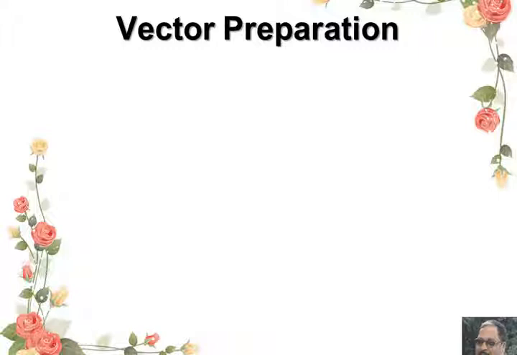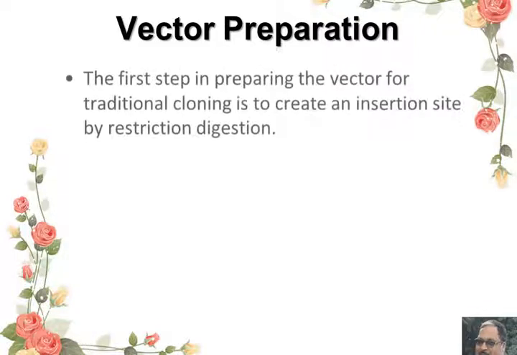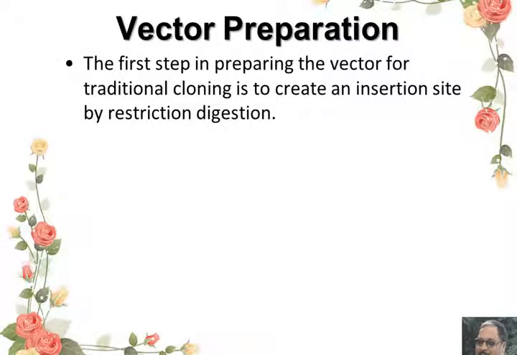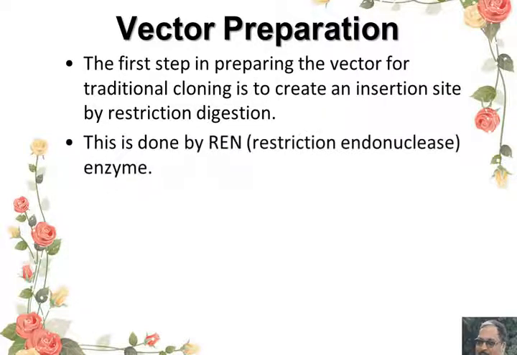Now with this background of plasmids, let us see the different techniques involved in vector preparation. The first step in vector preparation is to create an insertion site by restriction digestion. This restriction digestion is done by the restriction endonuclease enzyme. It's commonly called REN, and because it is used in cutting the DNA, it is also known as molecular scissors.